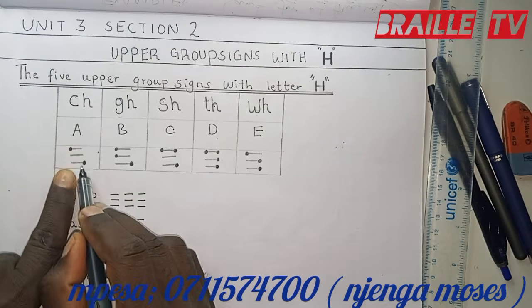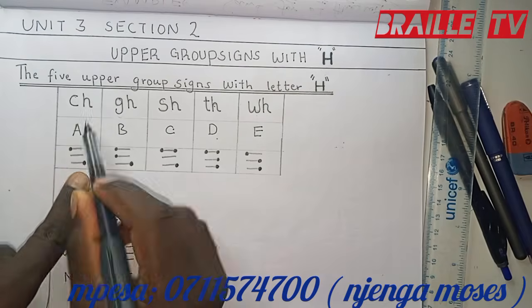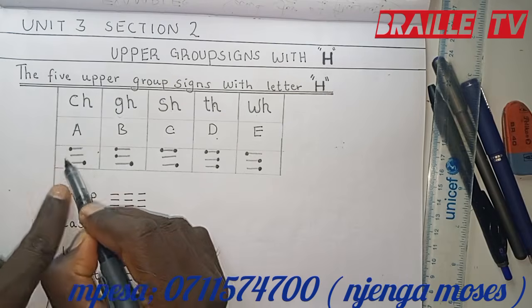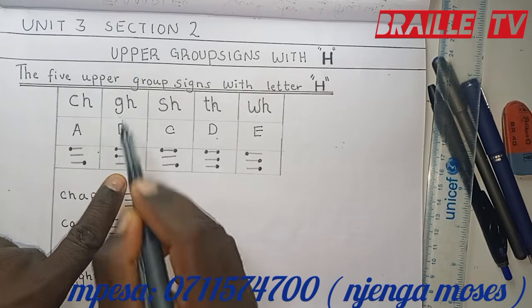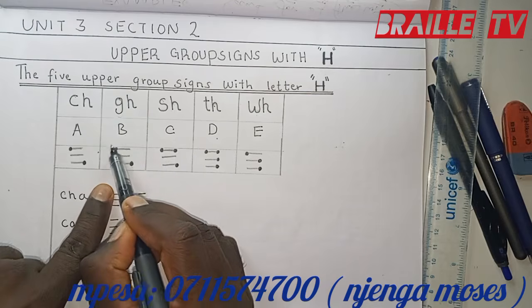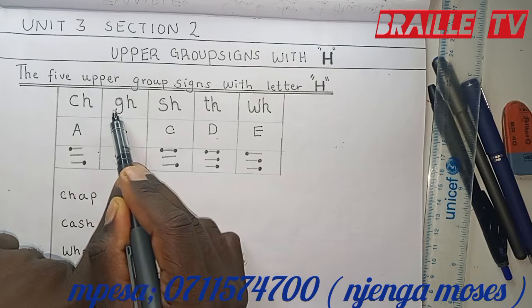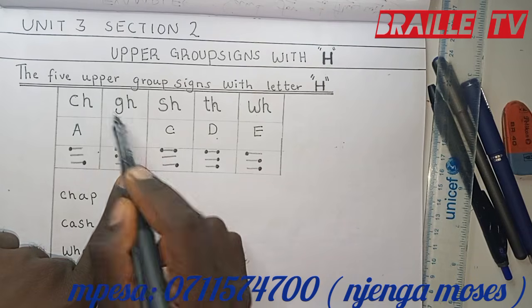So we are adding dot 6 to A, and it becomes like this. This one is no longer A, it becomes CH. This is how we write CH: dot 1, dot 6, CH. When you come to GH, it is B plus dot 6. Now this one is no longer B because we have added dot 6 here. It has become GH, a sign that represents GH.